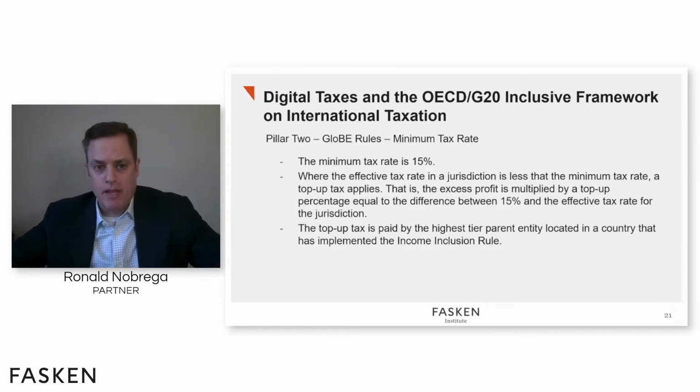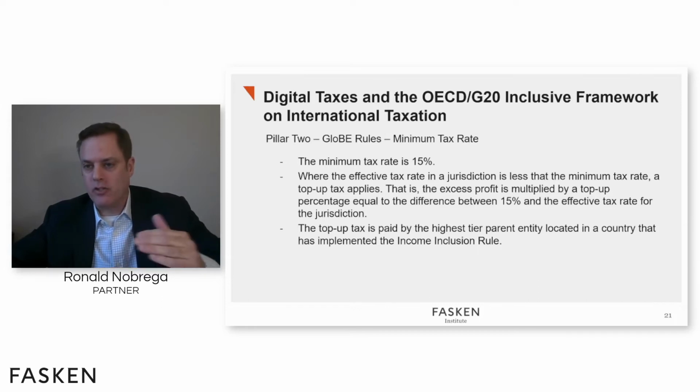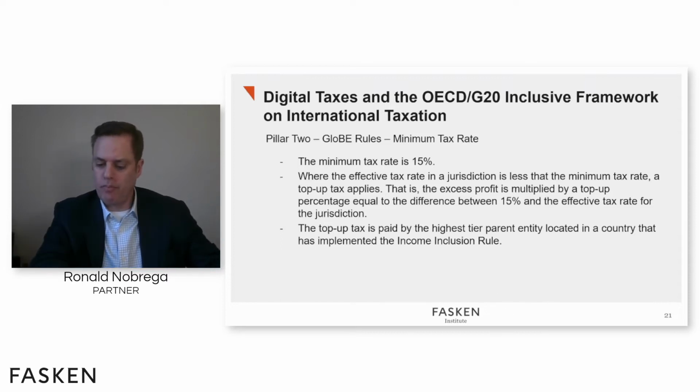Next slide, please. So, as I mentioned, the minimum tax rate is 15%, and where the effective tax rate in a jurisdiction is less than that amount, a top-up would apply. And the top-up is essentially the difference between the tax rate in that jurisdiction and 15%. And that would be applied to the excess profits, as they call them. Now, that level of tax could be satisfied in the market jurisdiction if they have a special tax to top up their own tax where the 15% minimum rate isn't satisfied. If that isn't done, then the top-up tax is to be paid by the highest tier corporation in the group that is located in a jurisdiction that has an income inclusion rule. Jump to the next slide.